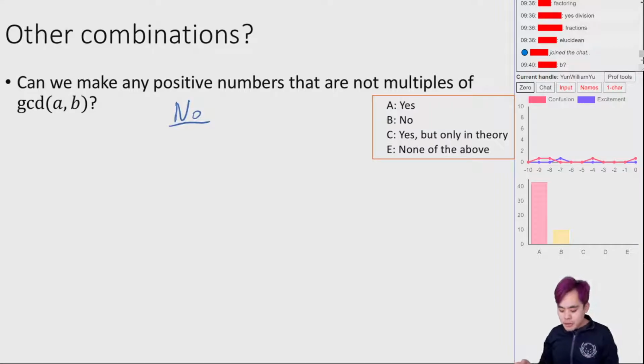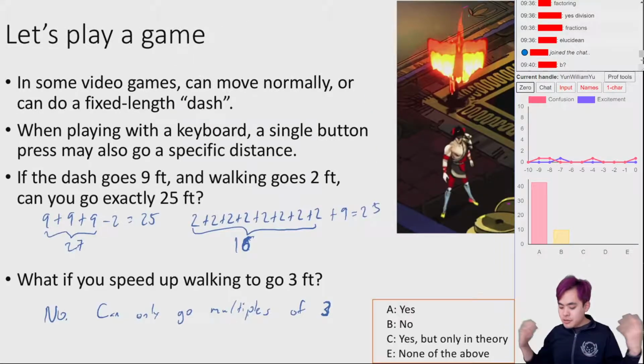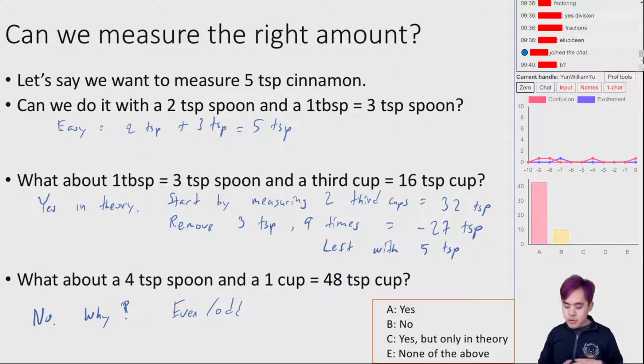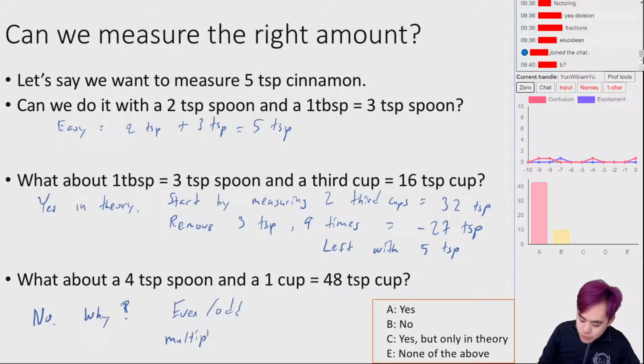Now, if you think back to the examples we did earlier of either Zagreus moving 9 and 3 steps, in which case you can only go multiples of 3, or if you have 4 teaspoons and 48 teaspoons, it turns out that you can only go multiples of 4.